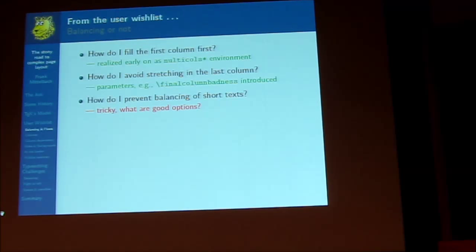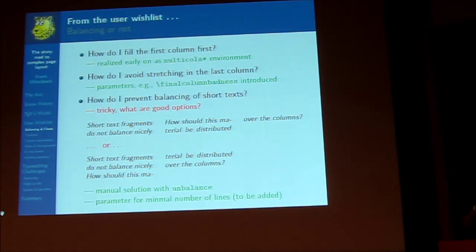The third question is already tricky. What is the good option to deal with small amounts of text if you have multiple columns that you want to balance? Here's an example. And it can get worse if you end up with just 1 line. This is 2 lines of text. And below it's still 3 columns, but only the first 2 are filled. So the question is, what is better?